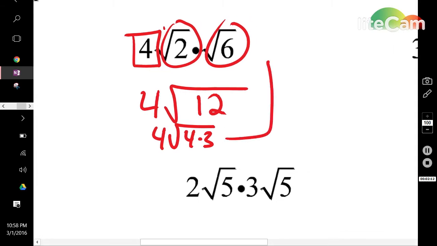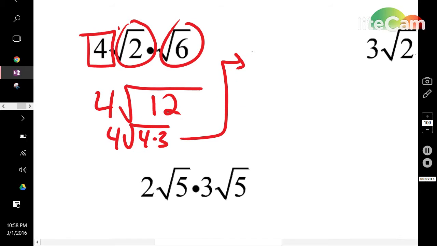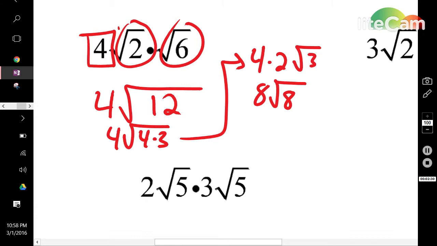I'm going to rewrite this over here to save some room. I'm going to have 4 times 2 root 3. The 2 came from square rooting the 4 underneath the radical. Finally, 4 times 2. 2 is now on the outside, so I can multiply it by 4, and you get 8 root 3. And 3 can no longer be simplified in the radical, so that is your final answer.